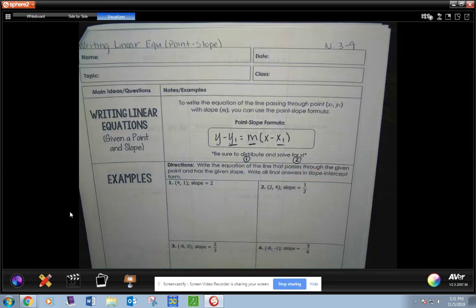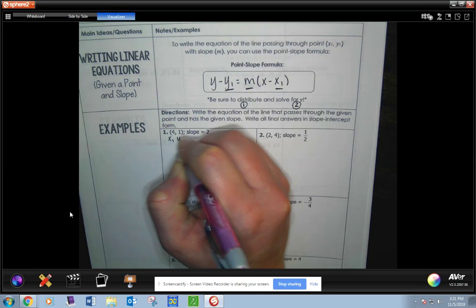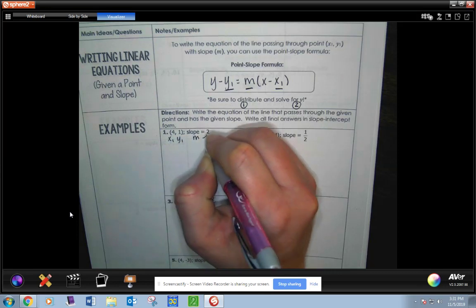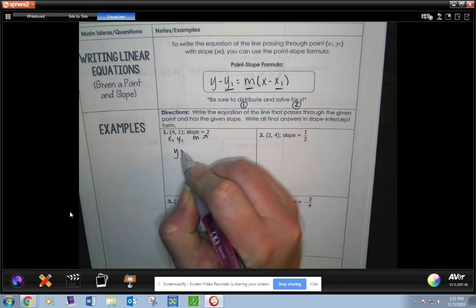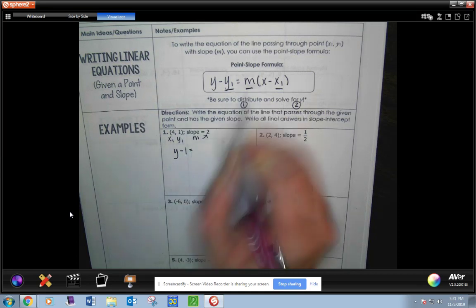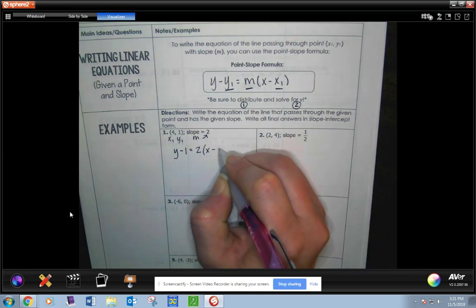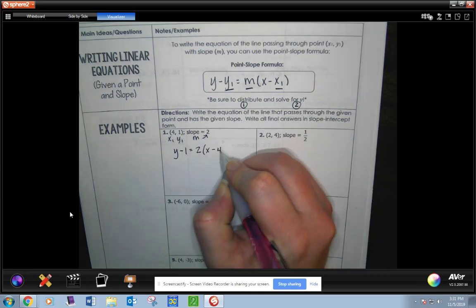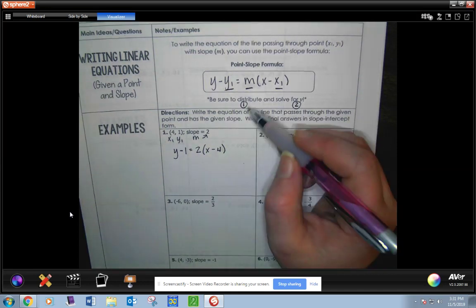Okay, so here we go. When I have the point (4, 1) and the slope of 2, this is my x1 and my y1. And remember, slope stands for m, so that's my m. I'm just going to plug into this equation. So I'm going to do y minus y1, which is 1, equals m, which is 2, open parentheses, x minus x1, which is 4, close parentheses. Now that I have it plugged in, step 1 is to distribute.